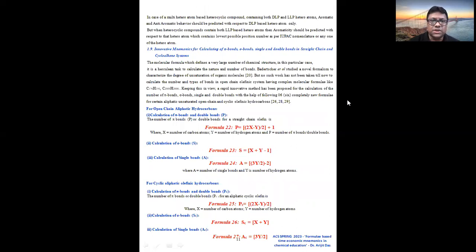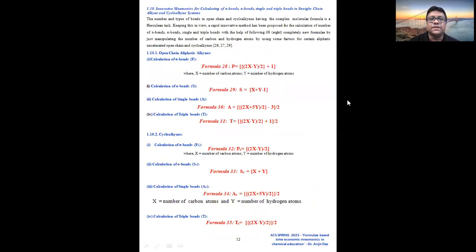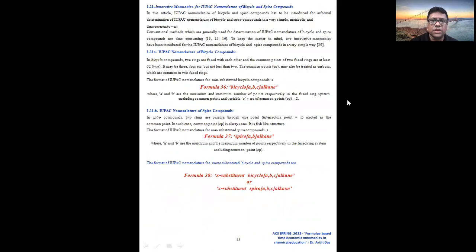Next, formulas 22, 23, 24, 25, 26, and 27 can be used for calculation of chemical bonds in open chain and cyclic alkene systems. And formulas 28 to 35 can be used for the prediction of chemical bonds in alkyne and cycloalkyne systems. Here we just put the X and Y values, where X stands for the number of carbon atoms and Y stands for the number of hydrogen atoms, to get the chemical bond information.